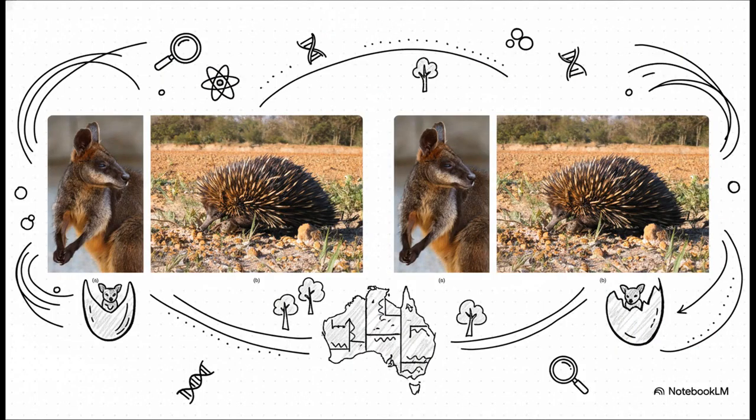And speaking of endemic species, Australia is like the ultimate case study. I mean, look at these two. On the left, a wallaby, and on the right, an echidna. You've got a mammal with a pouch next to a mammal that lays eggs. When you isolate a whole continent for millions of years, evolution gets really, really creative.